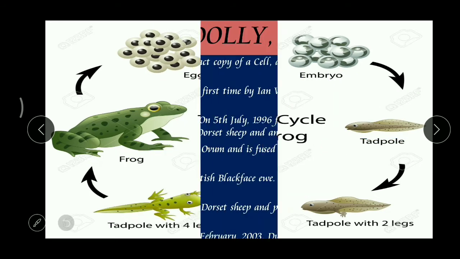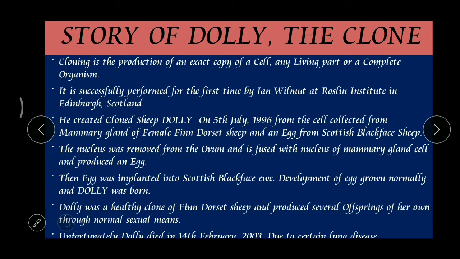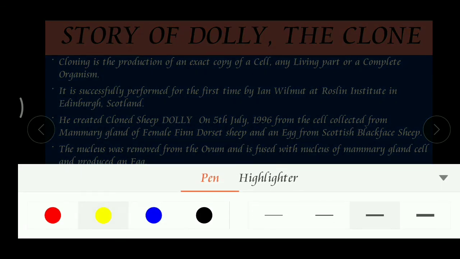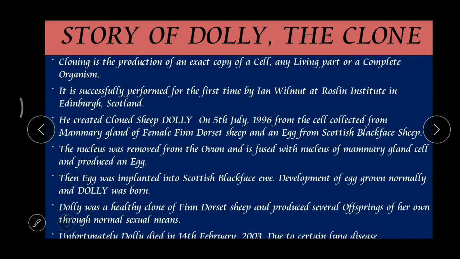Okay, now let's come to the next topic. There is a story of Dolly the clone. So here, what is meant by clone? This is said to be an advanced technique in reproduction. Generally, to get a young one or a new organism, we need two parents. What are they? One should be male and the other should be female. For example, if there are two males or two females, is it possible to get young ones from them? No, it's not possible. To get a young one, we need a male and a female.